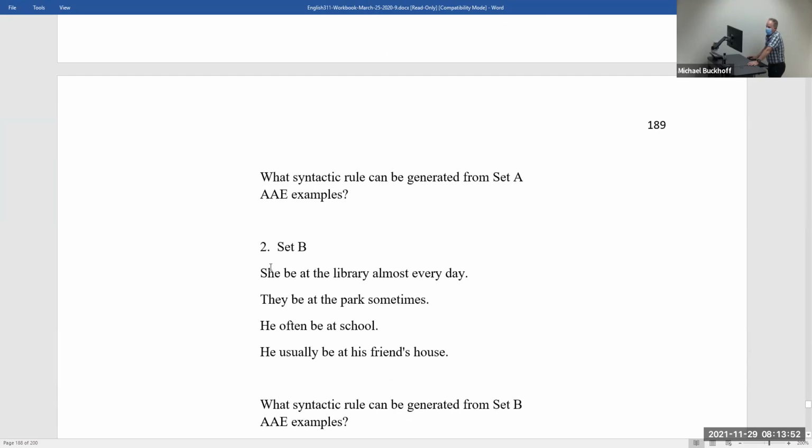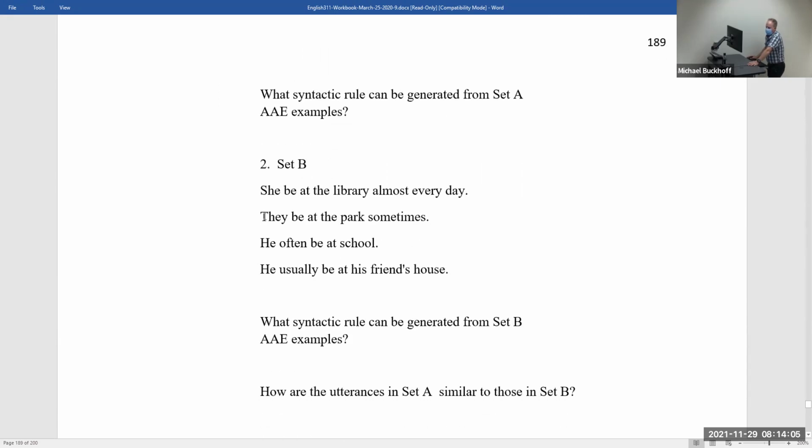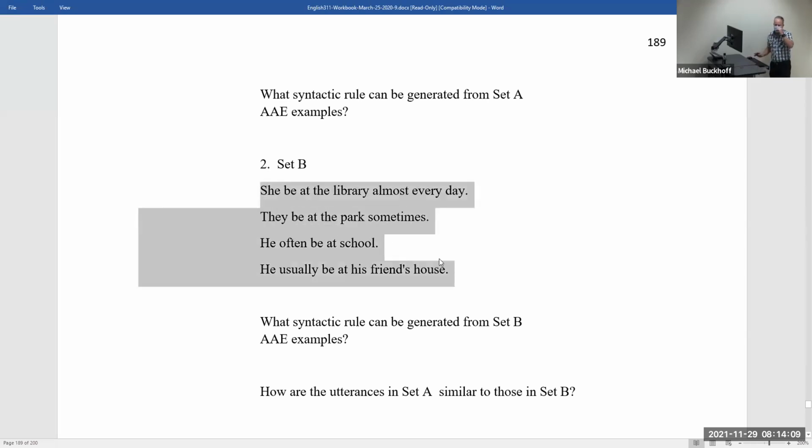But then, if you look at this, she be at the library almost every day. They be at the park sometimes. He often be at school. He usually would be at his friend's house. So what could we say about when the be verb is used in African American English? What might be the reason? If you look at those examples, remember in the previous ones, we weren't using the be verb at all, right? But yet it seems to be used here.